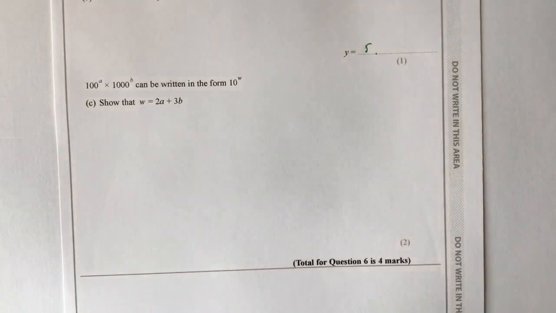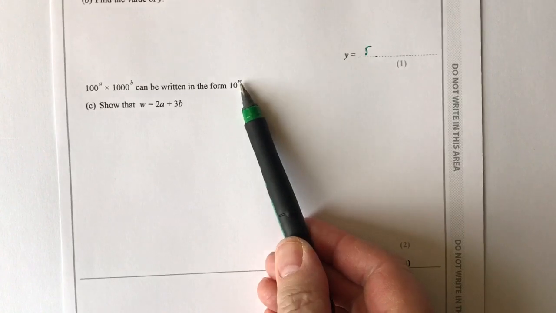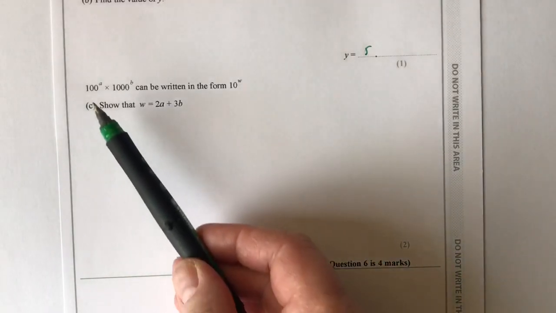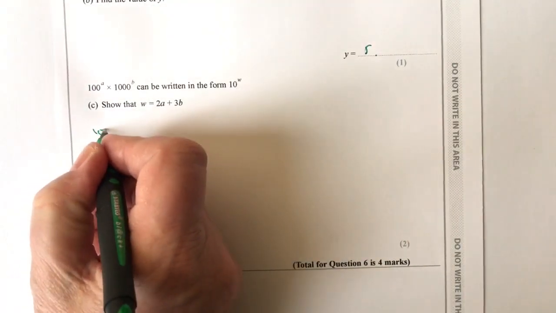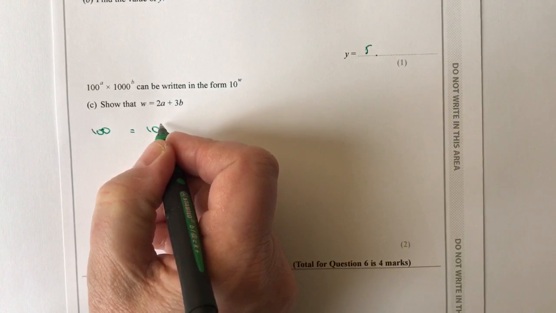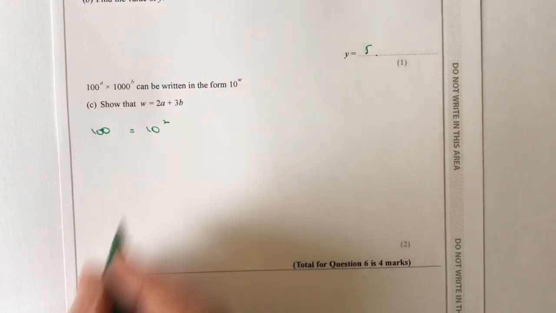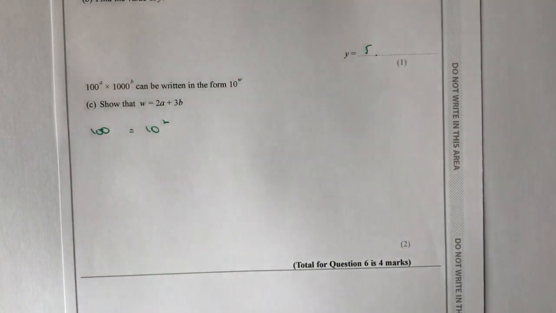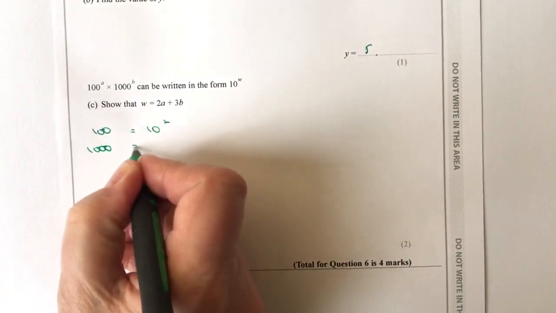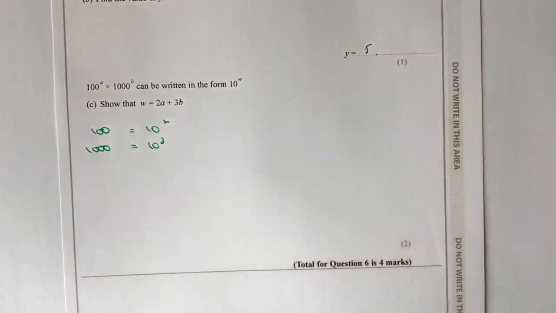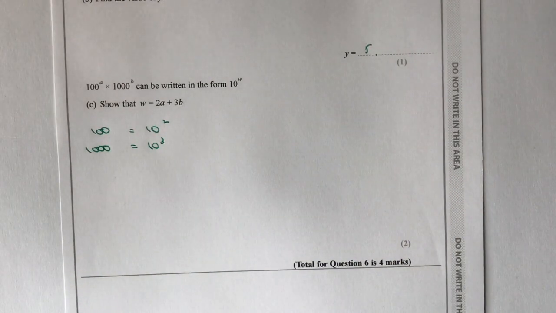And then finally we've got this question C, which says 100 to the A times 1,000 to the B can be written in the form 10 to the W. Show that 2A plus 3B equals W. Let's just have a look at that for a minute. You'll notice that it is 10 to the power of W. So what we need to do is convert these numbers to the powers of 10. If I have 100, that equals 10 to the power of 2, because 10 times 10 is 100. 1,000 is going to equal 10 to the power of 3, because 10 times 10 times 10 is 1,000.